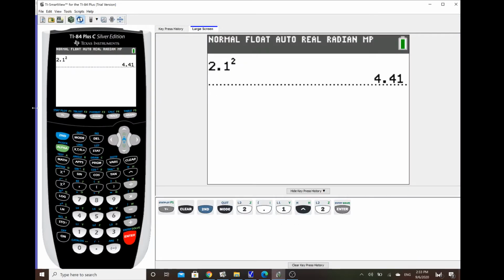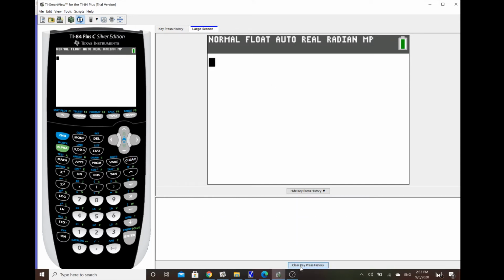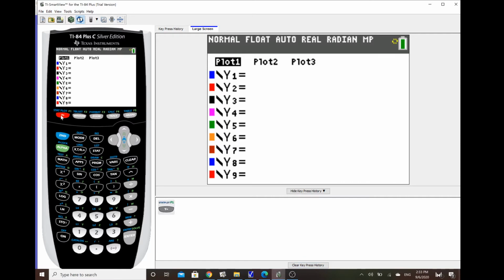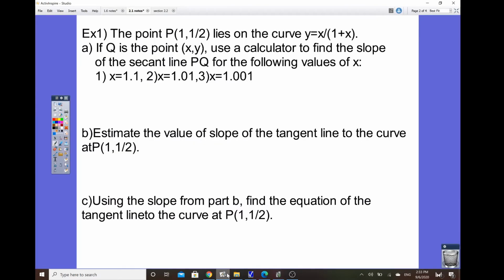plus x. Okay, so let's clear all this. So we got x over the quantity 1 plus x. Once you come up with the rational function, now you want to put in the point. The initial point is 1 comma 1 half. Okay, so 1 comma 1 half.